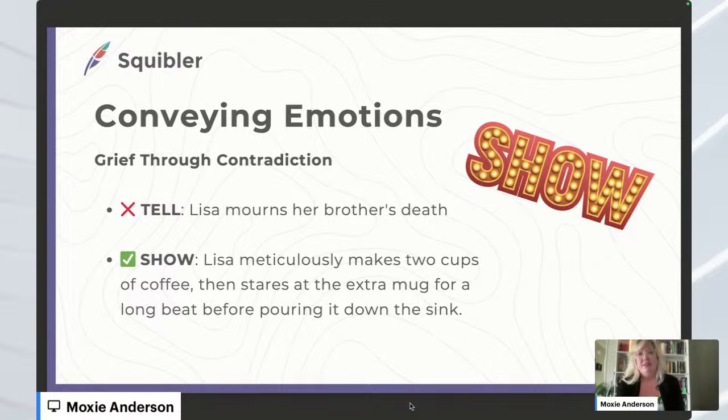You can also show grief this way. Instead of "Lisa mourns her brother's death," you need to make sure this is a filmable moment. "Lisa meticulously makes two cups of coffee, then stares at the extra mug for a long beat before pouring it down the sink," because she's been used to creating two cups of coffee.